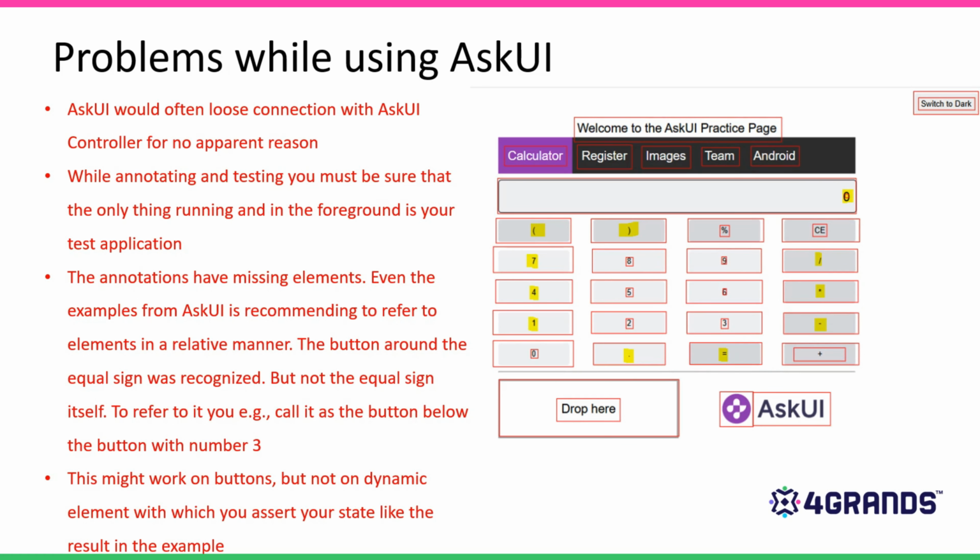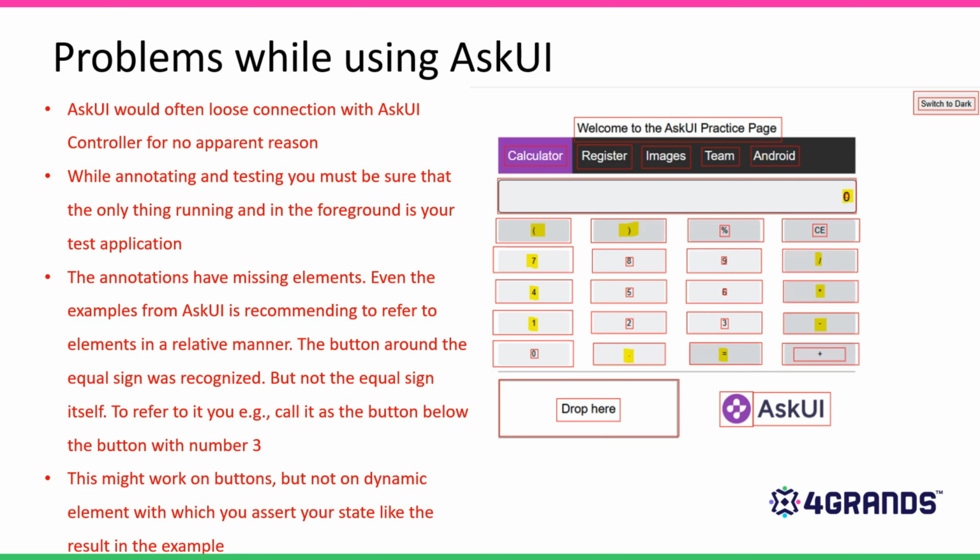While AskUI provides a flexible approach to UI automation, there are some challenges. AskUI can unexpectedly lose the connection with the AskUI controller and be unable to run further tests. UI element annotations may not always be precise or complete, requiring relative references to elements instead.